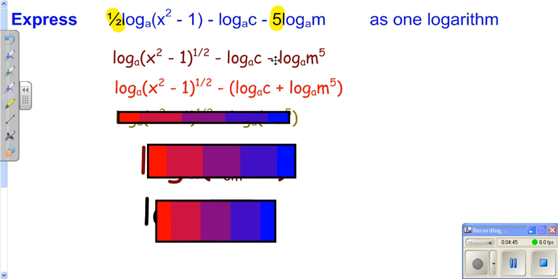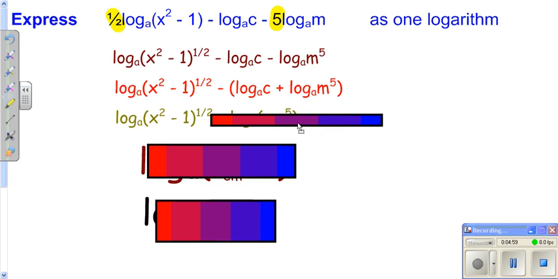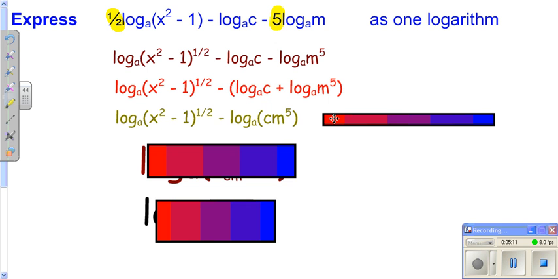I'm going to go ahead and pull the negative out of the last two. Then I end up with a log plus a log. Remember, when you're adding logarithms, you can go ahead and write it as one logarithm, and then instead of adding what's after, or adding two logs together, you multiply what's after. So after the first log is c, after the second log is m to the fifth.